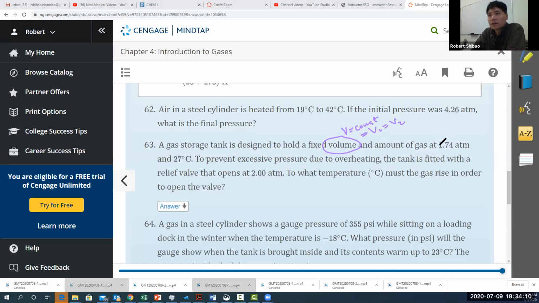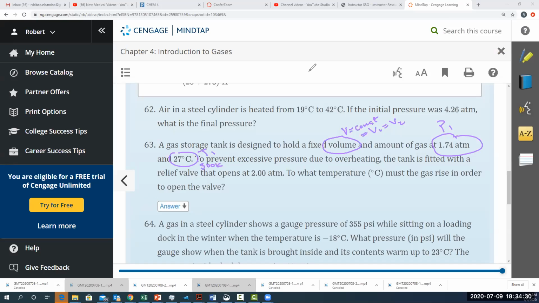And amount of gas at 1.74 atmospheres. So 1.74 atmospheres we'll call P1. And 27 degrees C, that's going to be T1. And 27 plus 273 is going to give us 300 Kelvin. We need to change it to what we call the absolute temperature scale.